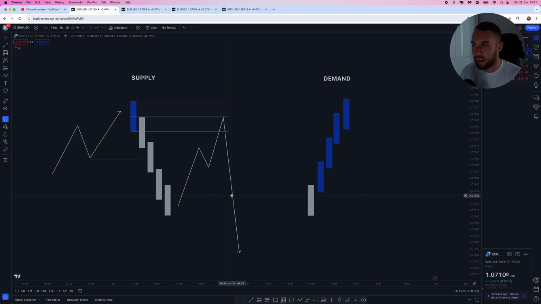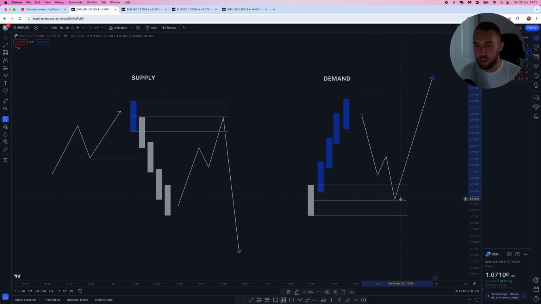Now, this is the exact same thing for a demand zone, but obviously it would be the opposite way around. As you can see, this right here would be our demand zone, and then what you're waiting for is price to come back down to this zone. Then you can wait for a confirmation on the time frame that you're looking for your supply and demand on, or you can go down to a lower time frame and look for a lower time frame confirmation, which would look something like this.